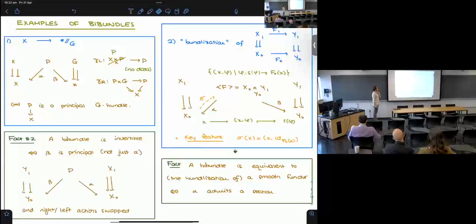And so which bibundles are invertible? They're the ones where not just alpha, but also beta is principal. So now our diagram is kind of symmetric and we can take the mirror image, and we have to put inverses on our left and right actions, right and left actions.